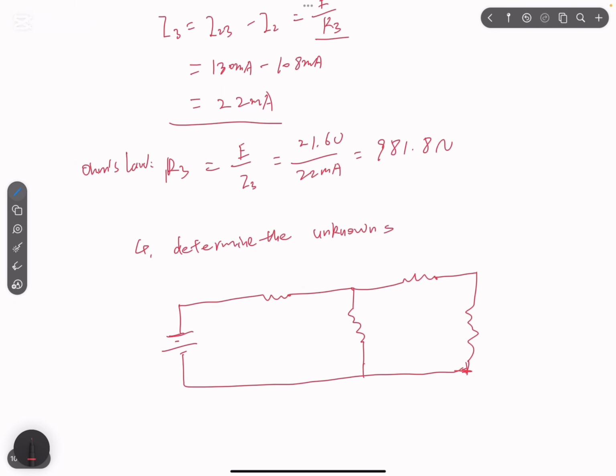So we have E equal to 52 volts. We have R1, 2 kilo ohms. We have R2 equal to 4 kilo ohms. We have R3 equals 2 kilo ohms. We have RL, which is 2 kilo ohms.